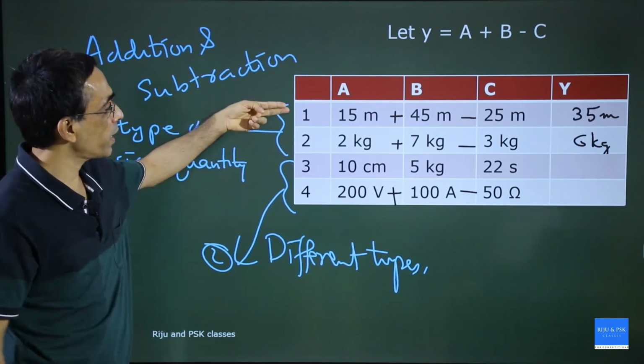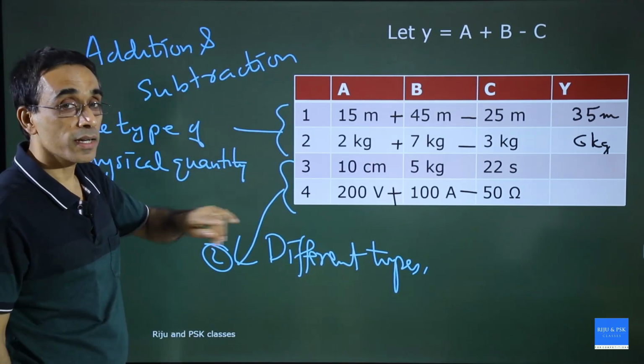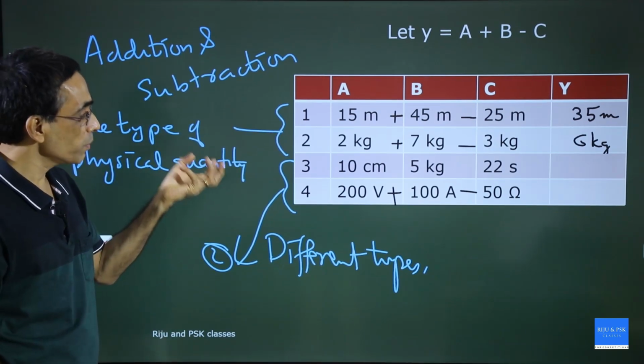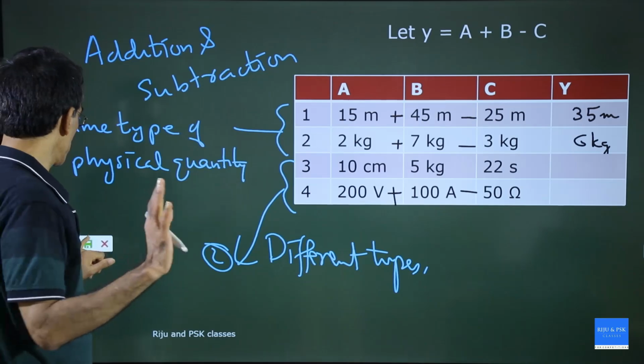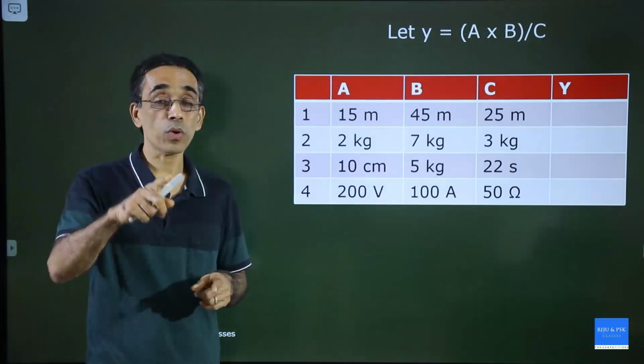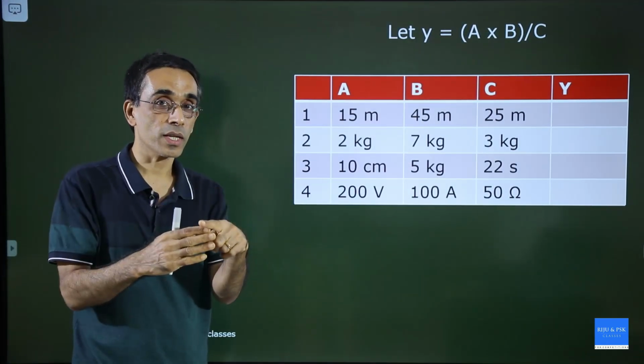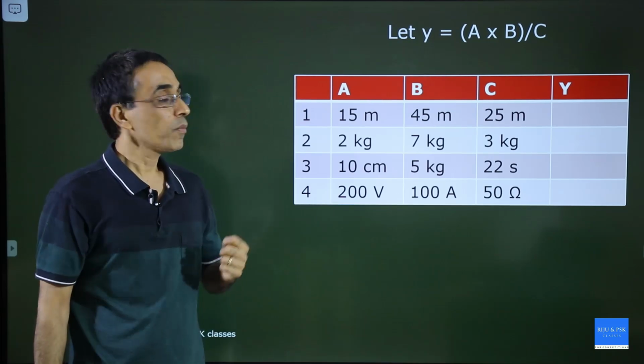This is for grade 4 or 5, but this is for grade 11. Only similar physical quantities can be added or subtracted. Okay, you studied that. So we know only similar type of physical quantities can be added or subtracted. What about this table?